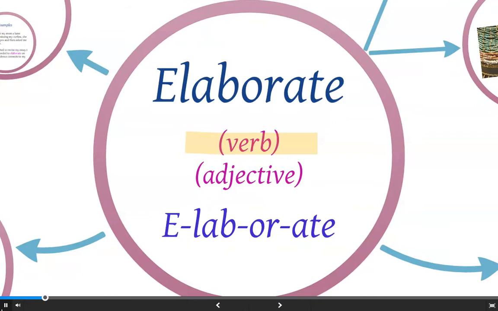Today we're going to talk about the word elaborate. The word elaborate is a verb. Now you might also have seen the word elaborate, which is actually an adjective. It's spelled the same, but it sounds different. The adjective version is elaborate, with the "it" sound at the end. Elaborate is the verb, the action word, and that's the one we're going to be talking about today. Elaborate.